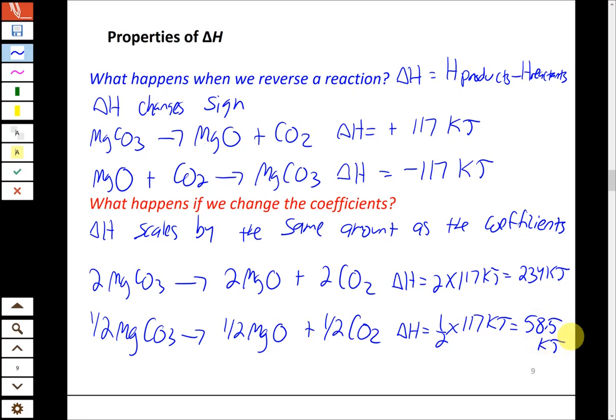All right, so that's going to be what happens to delta H if we scale the coefficients in some way. And a lot of times you have to do some combination of these two in these types of problems. You're going to flip the direction and scale the coefficients, in which case both of these would then apply together. You'd flip the sign when you flip the direction, and you'd scale delta H if you scale the coefficients.